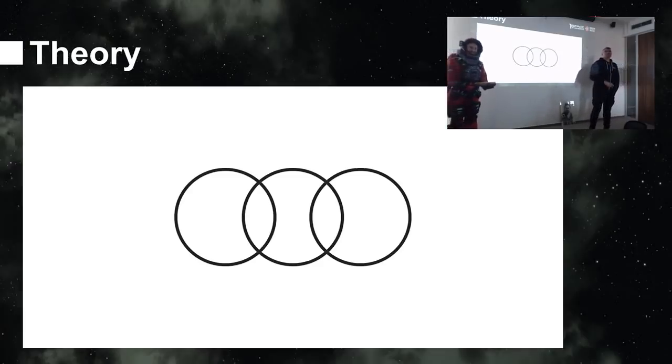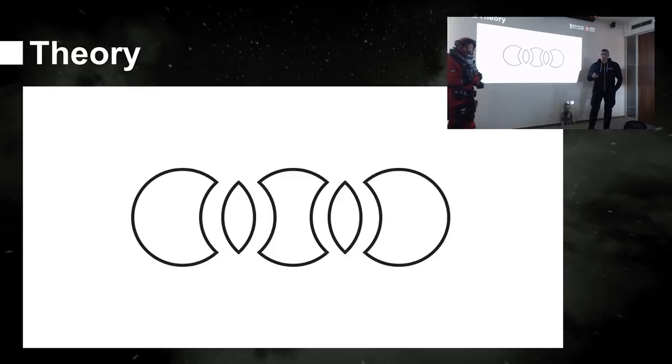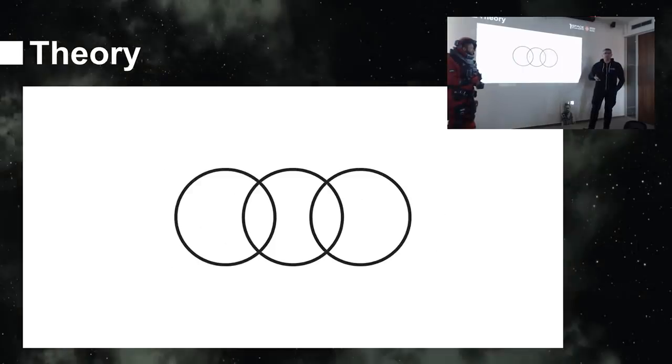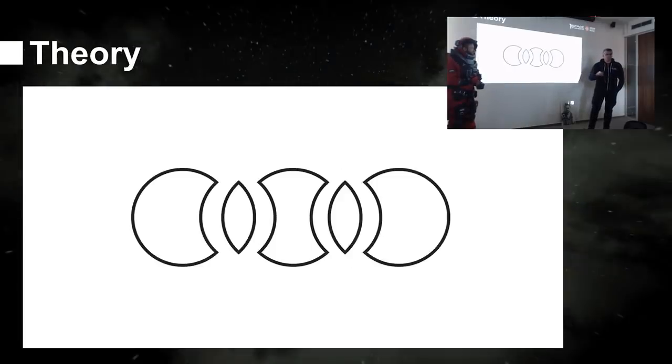Okay, and that's cool. You would probably never perceive these three circles of these shapes as this, right? Because this is the wrong way. This is the complicated way of understanding things.